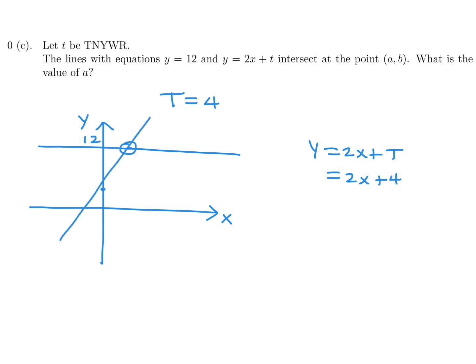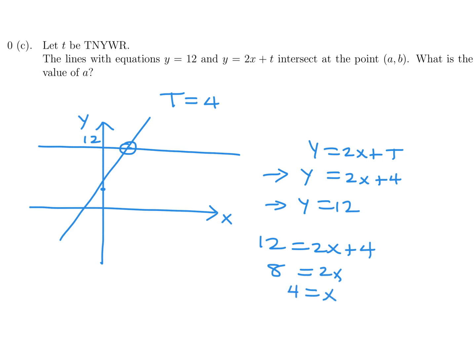So they want this point. And that's not a problem. We just let them equal to each other. So we have 2 equations. y equals 12 and y equals 2x plus 4, so set them equal to each other. And when you do, you get 8 is equal to 2x, and therefore x is equal to 4. And this point will have the coordinates (a, b), and that is equal to (4, 12). And what they're looking for is the value of a, so a is equal to 4.